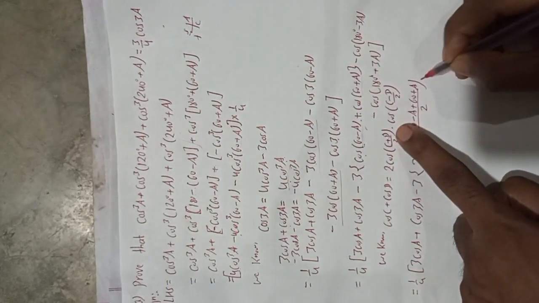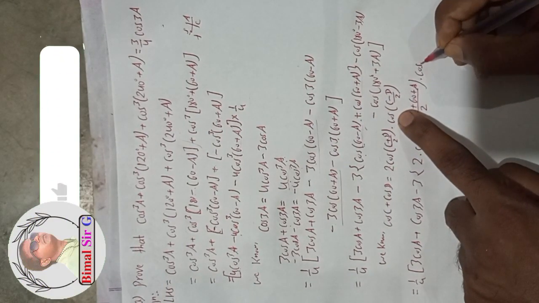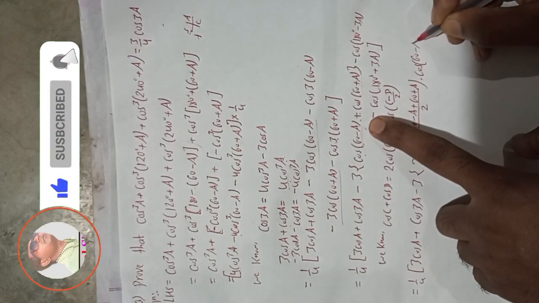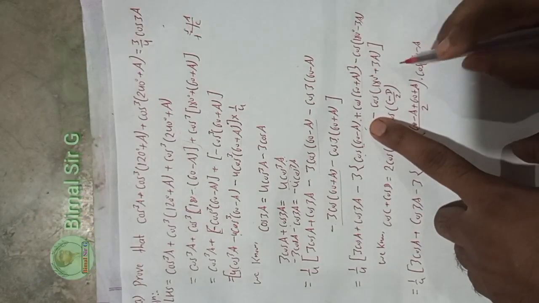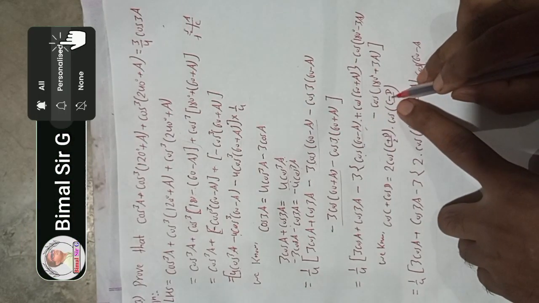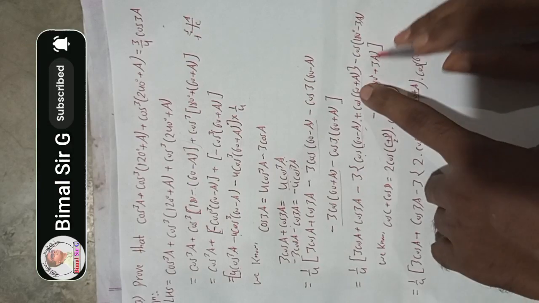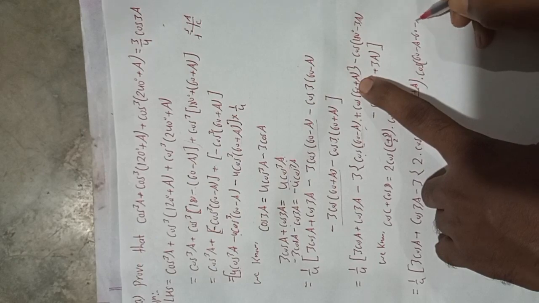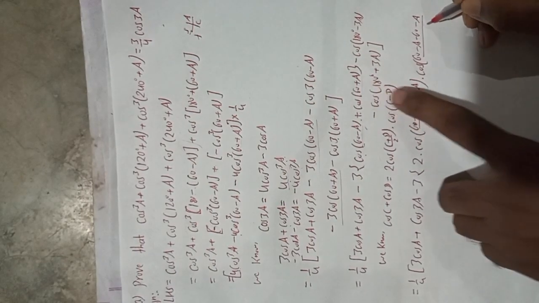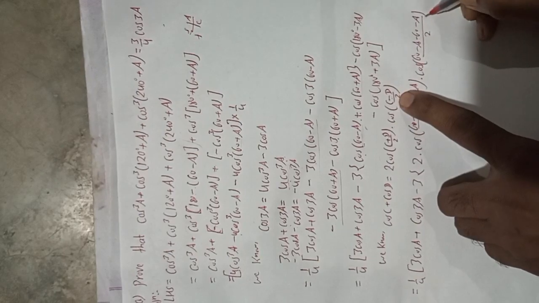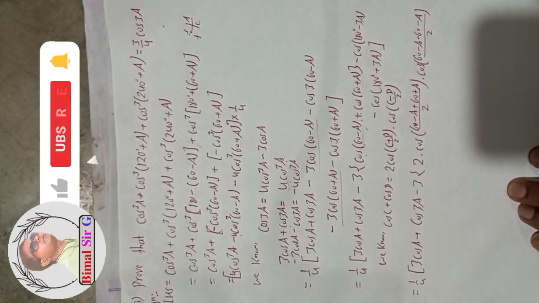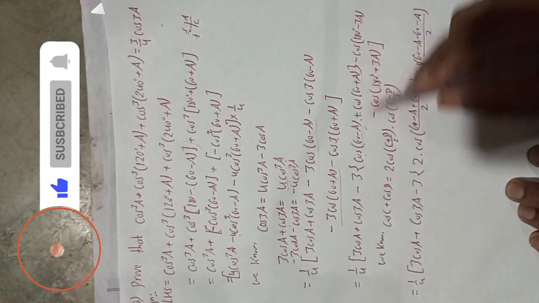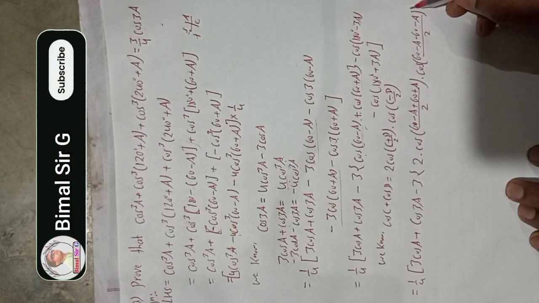Now this into cos, again this is C, so C is this part, 60 minus A, and then minus. When there is minus, this is D, so what will it be here? Now this is minus 60, and plus minus is minus, so minus A. This will be our, and then divided by this 2, and then we have to close this bracket.